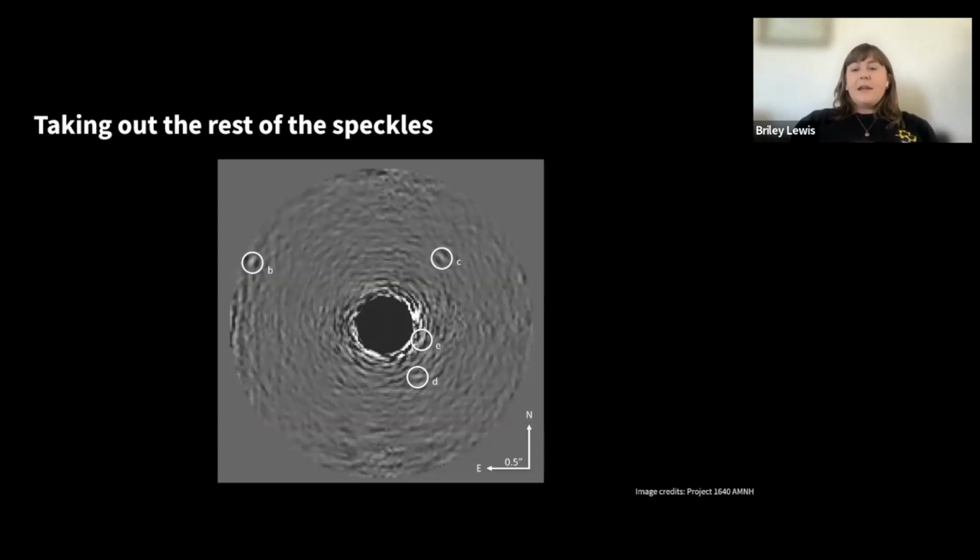So what we do is we use the data itself to make a model of the noise and then subtract that from the image. So if you have an image that is signal plus noise and you subtract the noise, you should just have your signal after. And so if we make a model of these speckles, what we call speckle noise, and then subtract that out, we should get our planet signals. And that's what you see here. This is, again, a different view of the HR 8799 system we've been looking at so far.